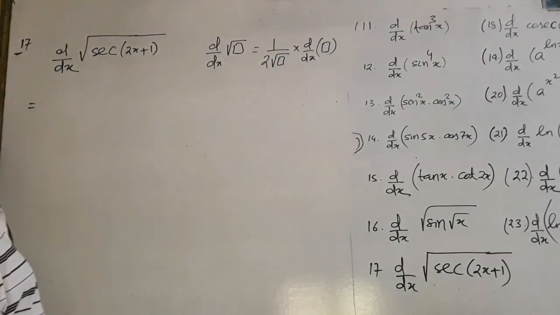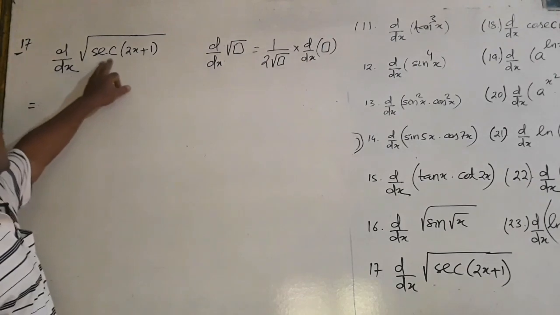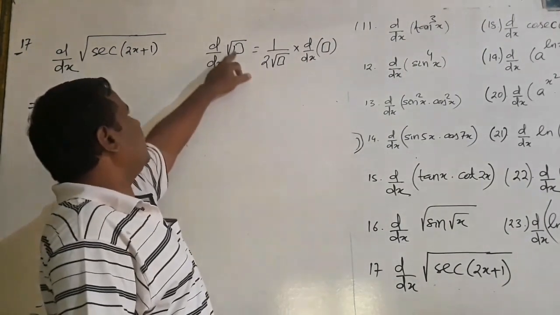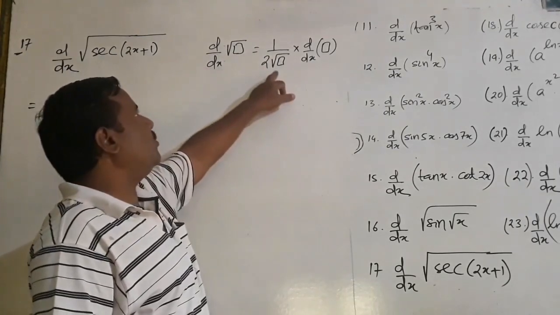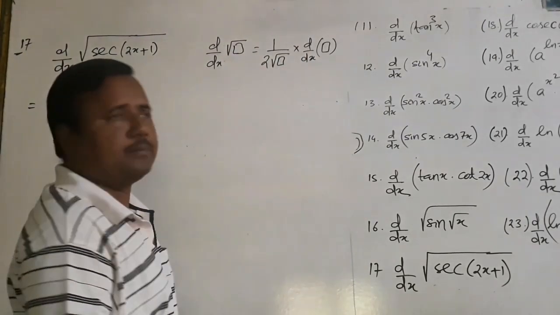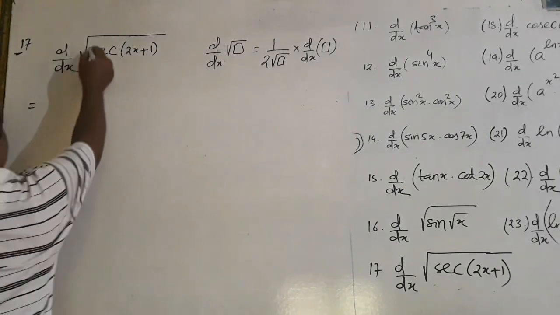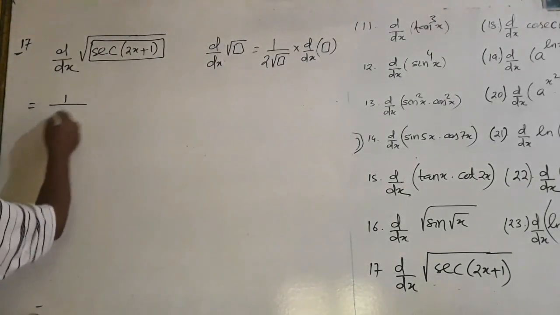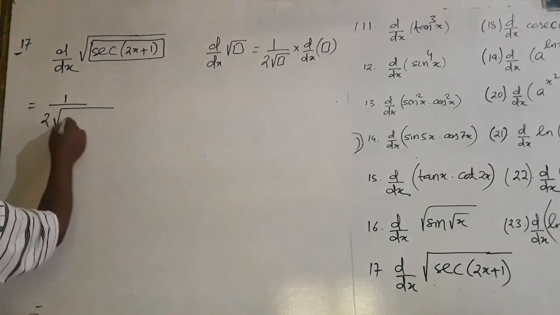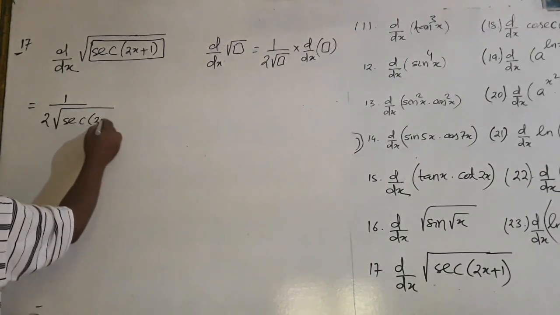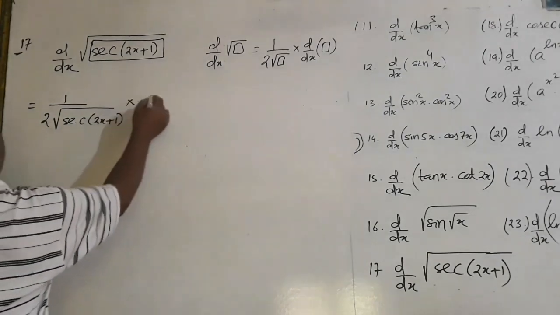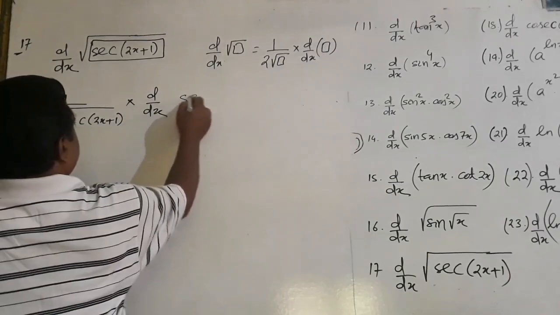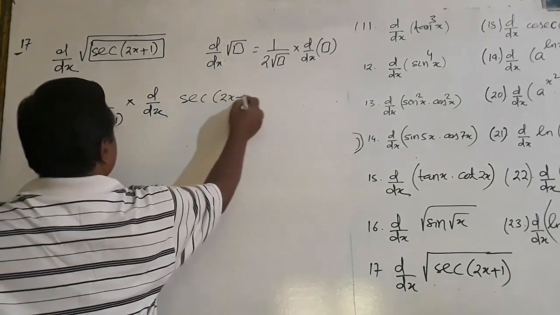Now number 17. D by dx of sec 2x plus 1 whole root over. Now you know d by dx of root anything is 1 by 2 root that thing into d by dx of that box. It is simply, here it is box. What will be the answer? 1 by 2 root over of sec 2x plus 1 into d by dx of box. What is box? Inside it is sec 2x plus 1.